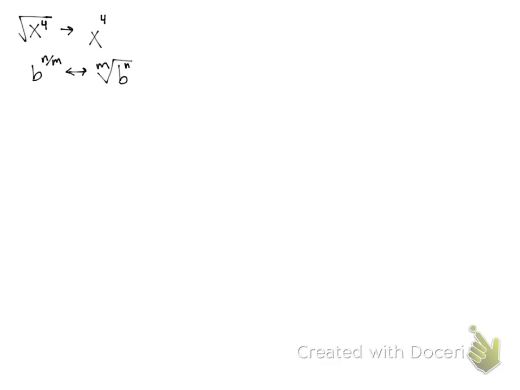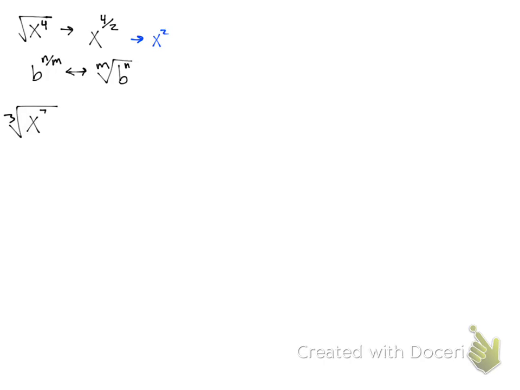So this becomes x to the 4 divided by 2. And then we're going to go through and reduce this fraction. So 4 divided by 2. Don't forget that if there's not a number for your index, that's always going to be a 2. It's always a 2 unless it's another number. So 4 divided by 2 is 2, x squared. So the square root of x to the 4th is x squared.